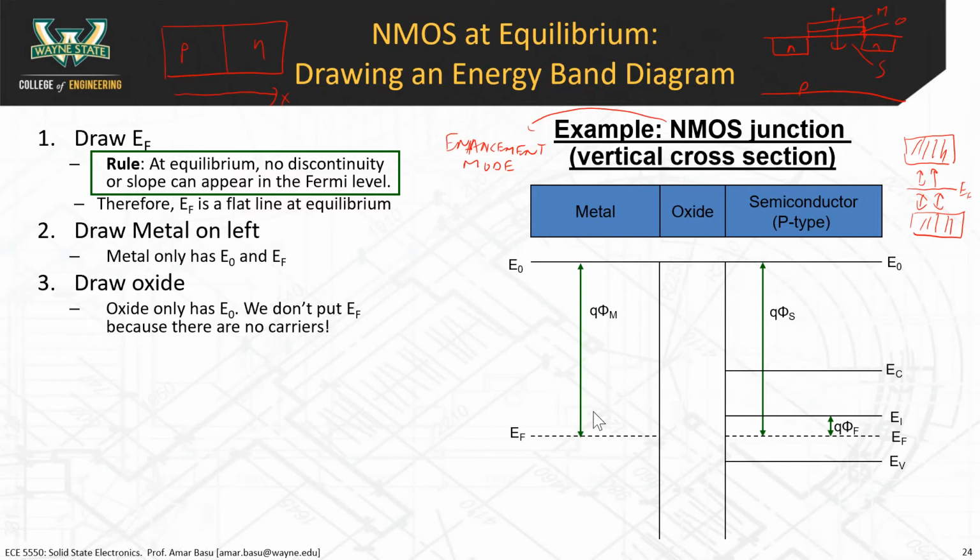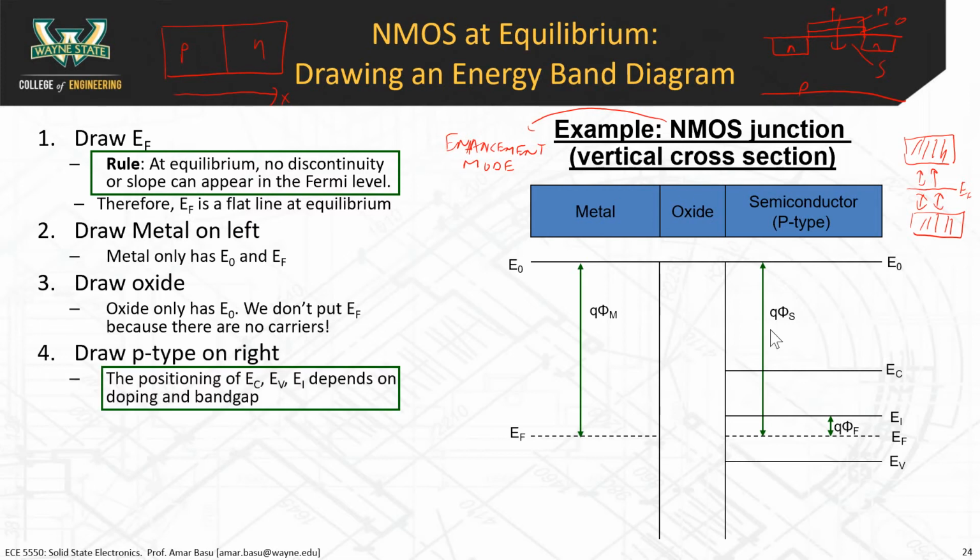I want to make a point here that the way that we lined up the right side of the diagram is that you can draw EI first, because based on the doping, you know the distance between EI and EF, and then you go ahead and draw EC, EV, and then you can also draw E0. Now what I've drawn here is a special case where the semiconductor work function and the metal work function are the same. I want to make sure everyone knows that this is not normally the case. There's usually some difference between phi m and phi s, but just for simplicity's sake, we're assuming that they're the same here. So you draw the p-type material on the right.